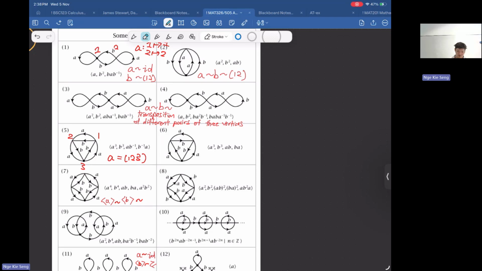Then I think this is S4. I think B is the other way around, right? If A is 1, 2, 3, 4, B is something else already. But I think B is 1, 4, 3, 2. Okay, and then you can try and figure out the rest.